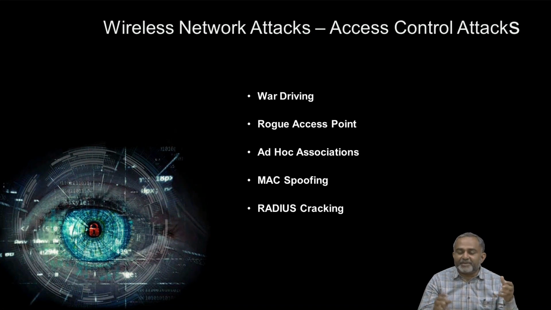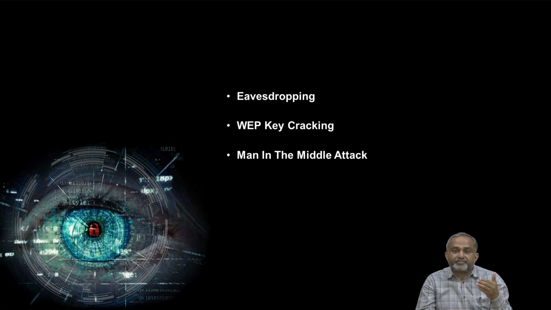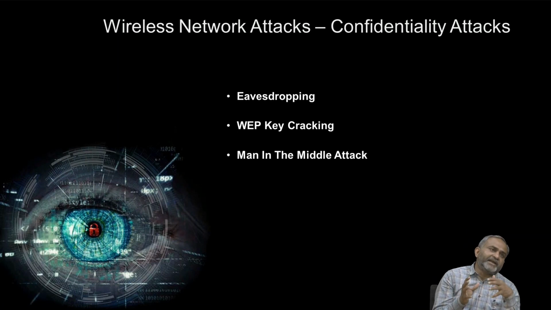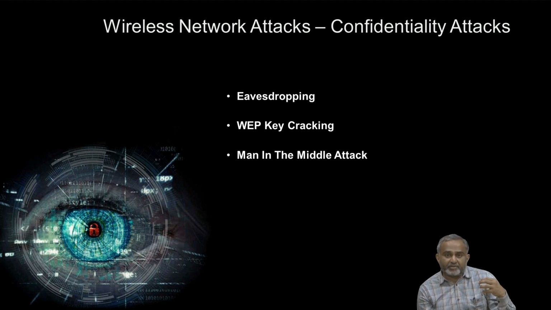Access control attack means a mechanism to gain access to the wireless network or to control access to the wireless network. Next are the confidentiality attacks. A confidentiality attack means an attack which compromises the confidentiality of the network. Confidentiality means that one can listen to your network traffic, one can read your communication. So at this stage, the confidentiality of your network might be breached, might be compromised.